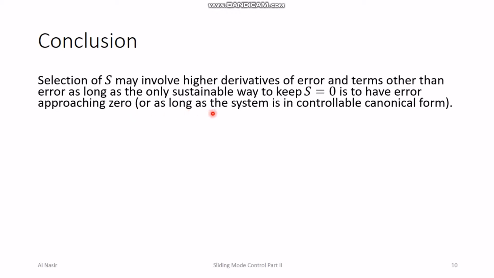Or as long as the system is in controllable canonical form, where every next state is the derivative of the previous state, then it is easy to define the sliding surface as sum of all state variables. And then we have also seen that chattering is the real problem.